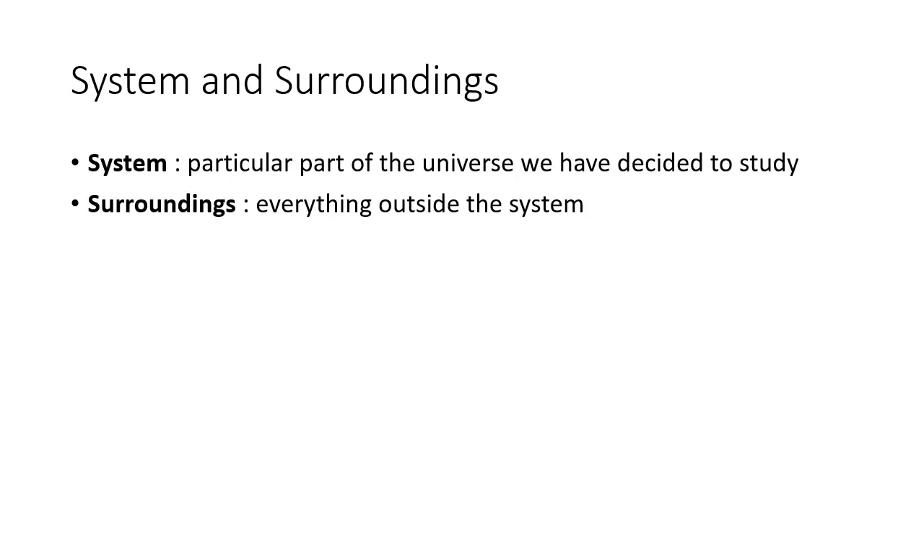What are systems and surroundings? The system is a particular part of the universe that we have decided to study. It can be essentially anything that we would like to designate as a system. The surroundings would then be everything that is outside of that system.